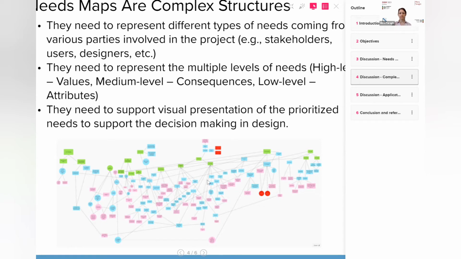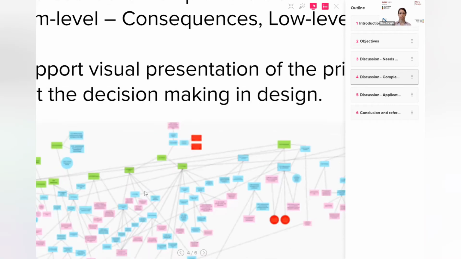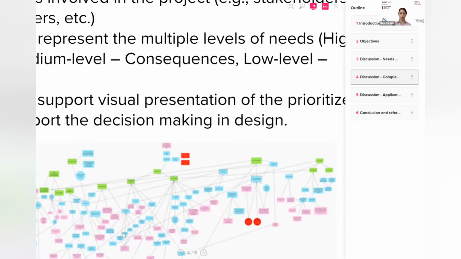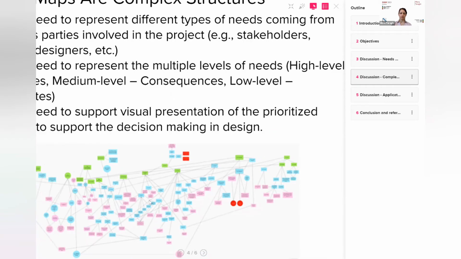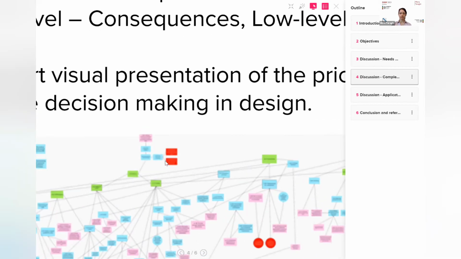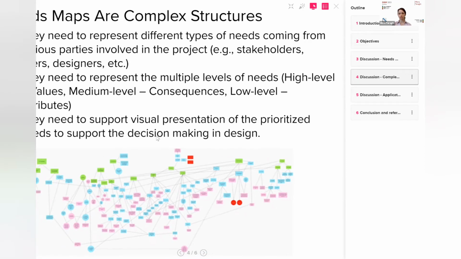So here, we can see that some of these nodes have a lot of inputs, which means that to address this value, we need to address a lot of other consequences and product attributes. And there are some others that have a lot of outputs, meaning that only by addressing this one product attribute, we would have an impact on a lot of other consequences. And we have also shown constraints here in red, so that we can also have an evaluation of the level of impact of each constraint.